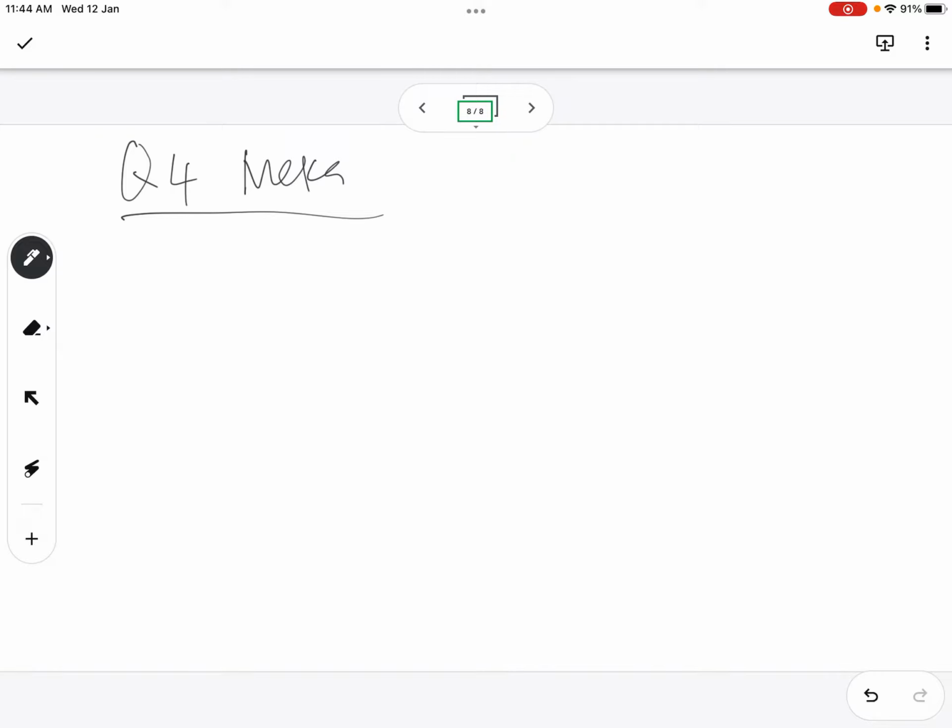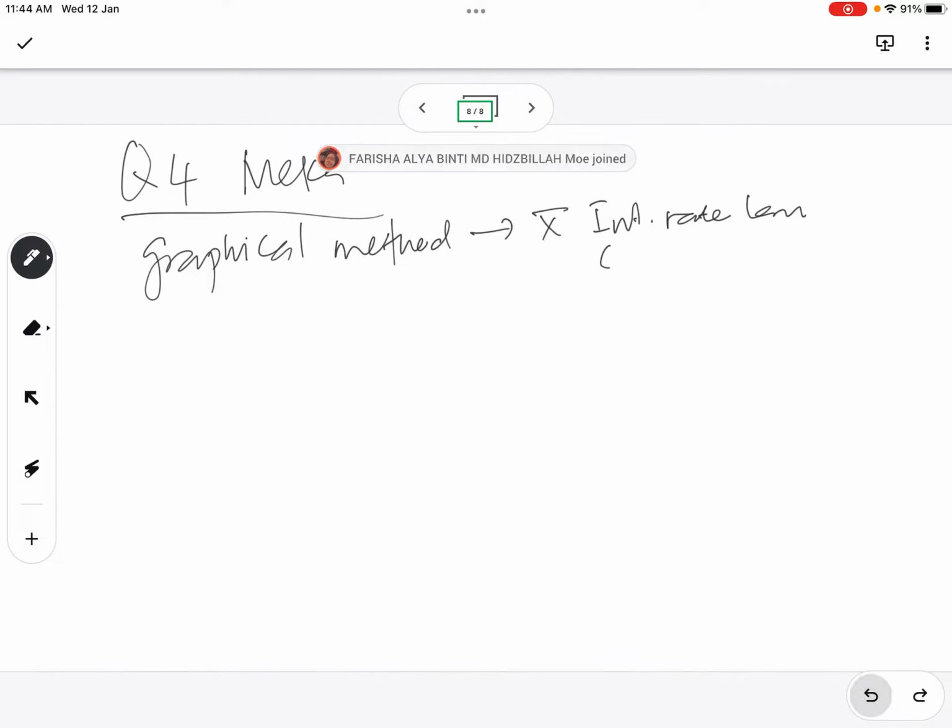By using a graphical method. So they said graphical method. They never say linear graph, okay? That means you don't necessarily have to use the integrated rate law, which is y equals mx plus c. It is not necessarily used, because the question only wants us to use a graphical method.